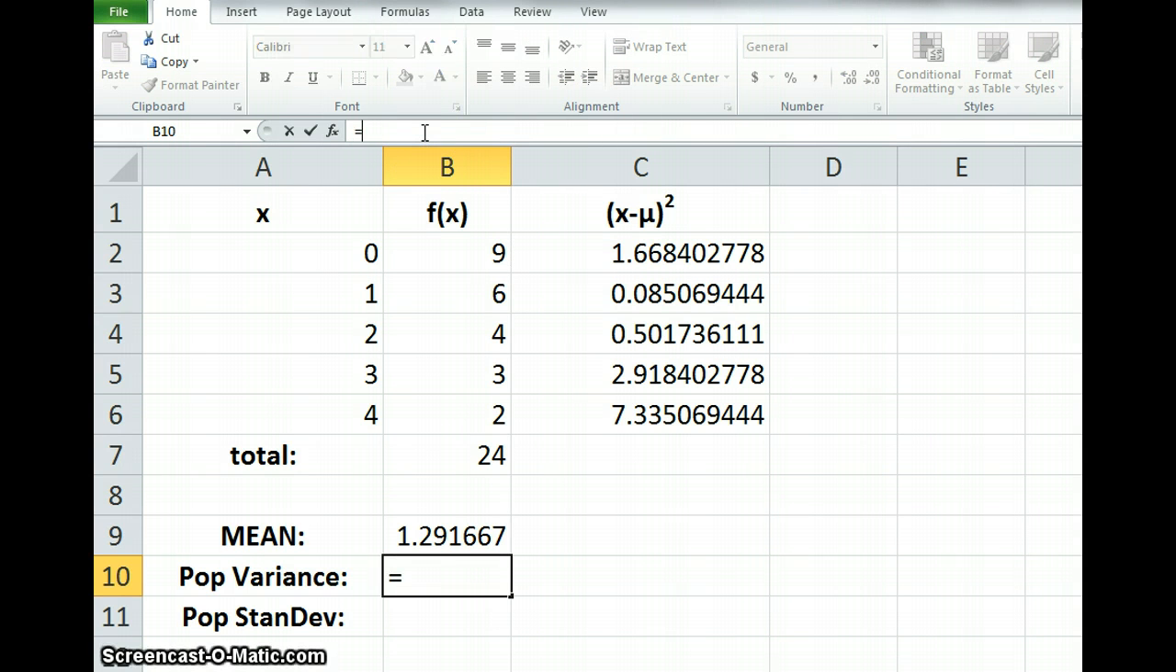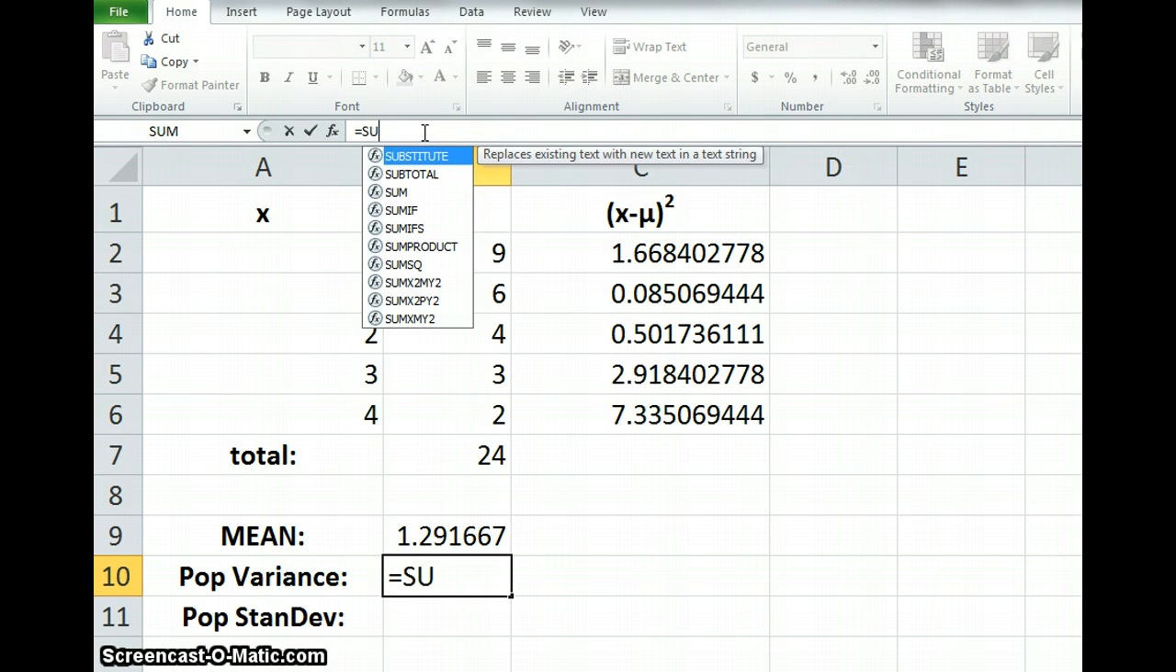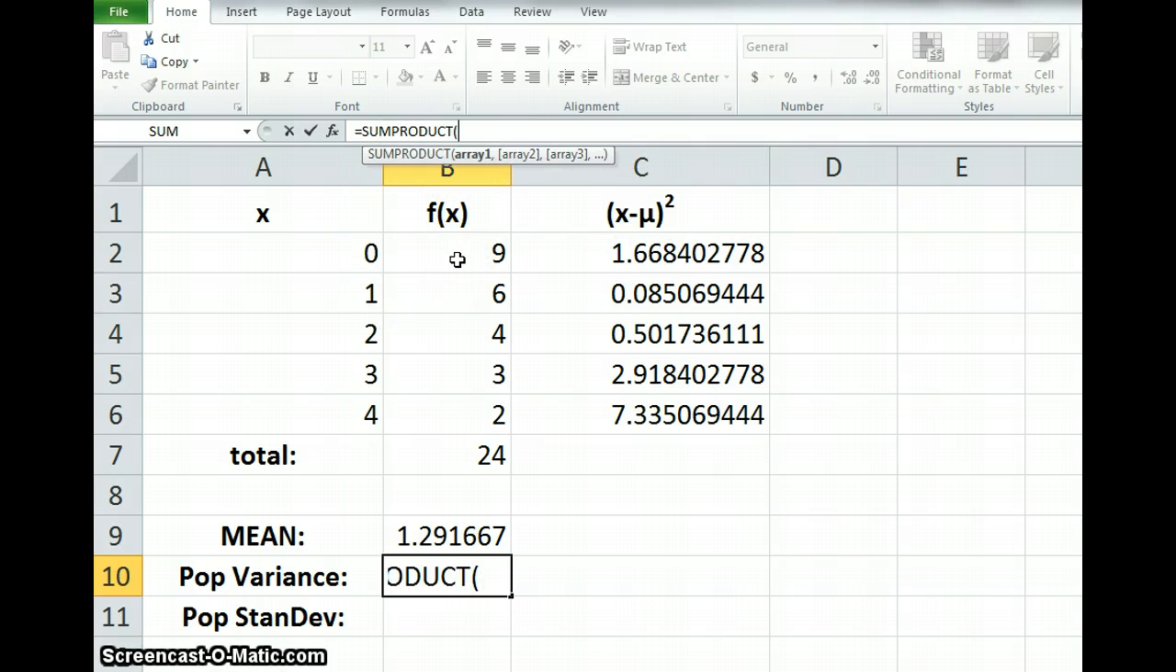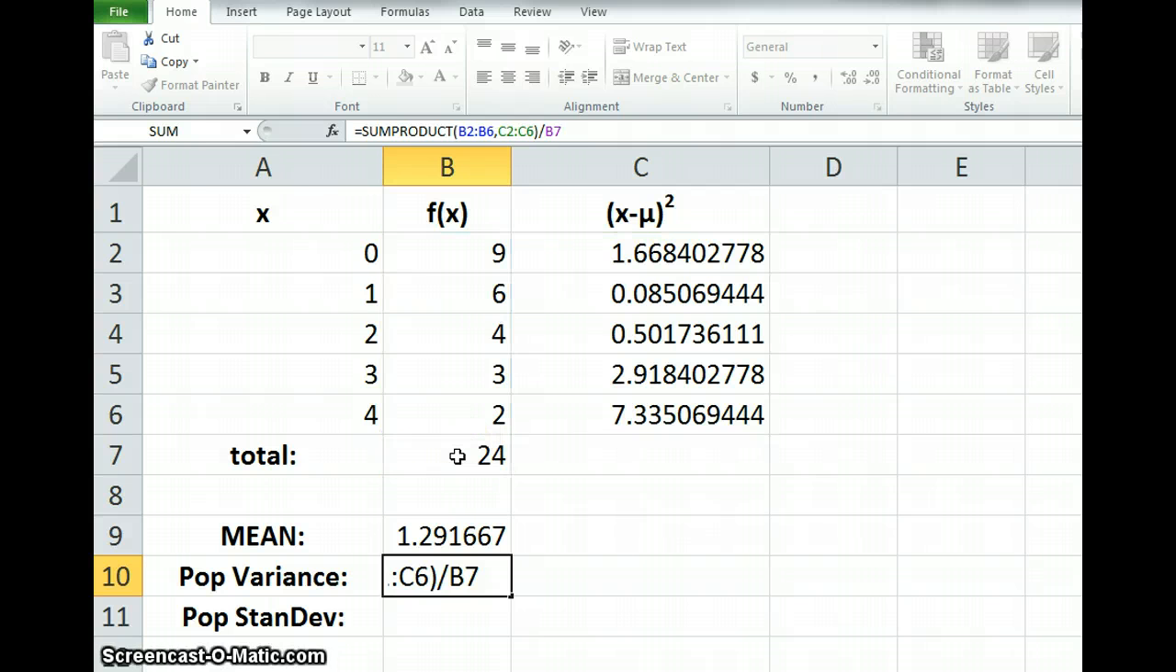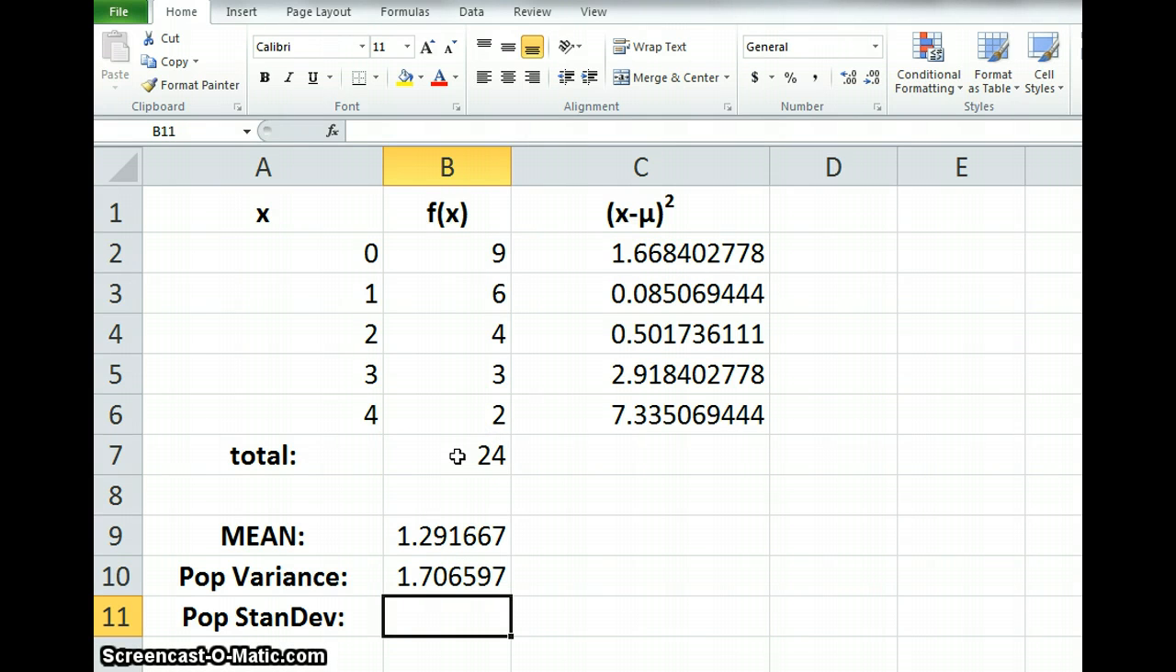This will be equals sum product, and for my first array, I'm going to have the number of times it happened, like so, comma, the amount of variance each of those contributed, and then I have to divide by my capital N again, so I'm going to divide by the total number of hours. And there we go. My population variance is 1.7065.